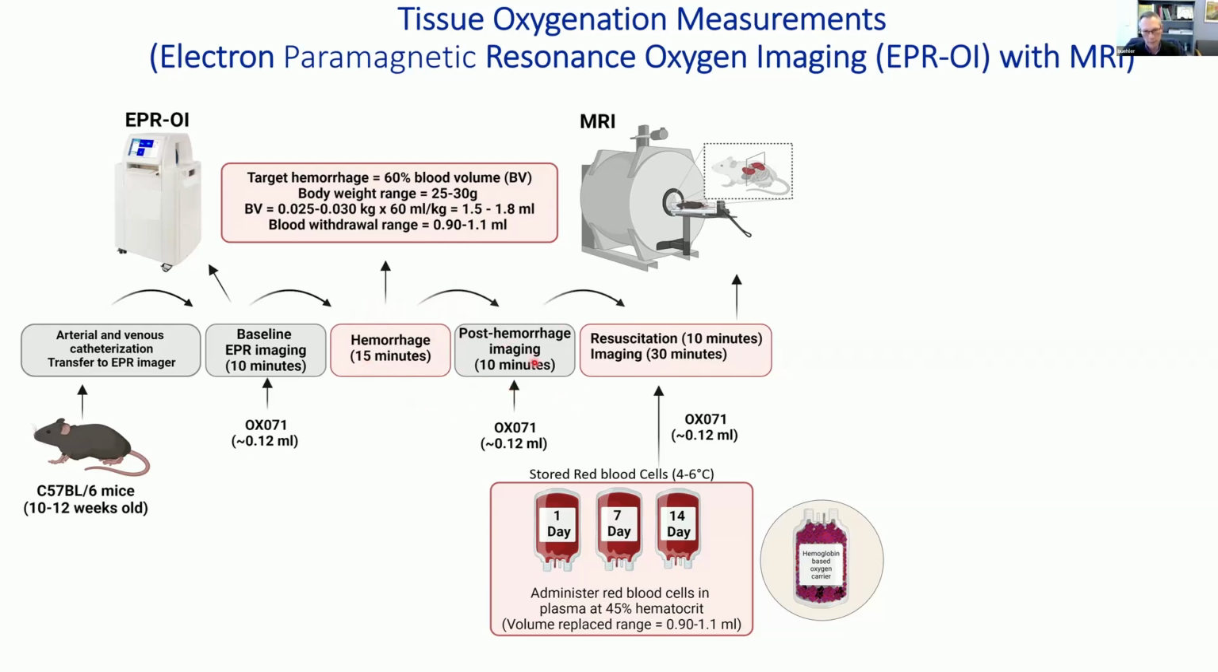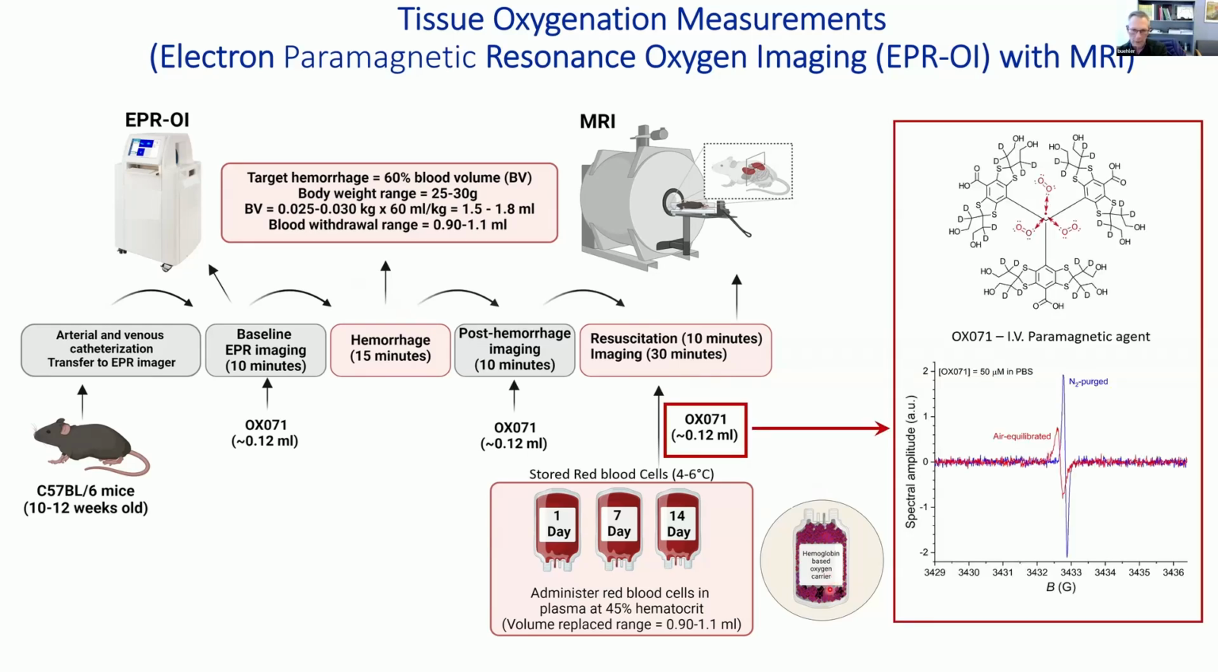So then we can image after the hemorrhage itself. We can then resuscitate with different types of red cells, in this case, stored red cells, 1, 7, and 14 days. I put this in here because we often look at artificial oxygen carriers. And then obviously we're using OX071 as our paramagnetic agent.